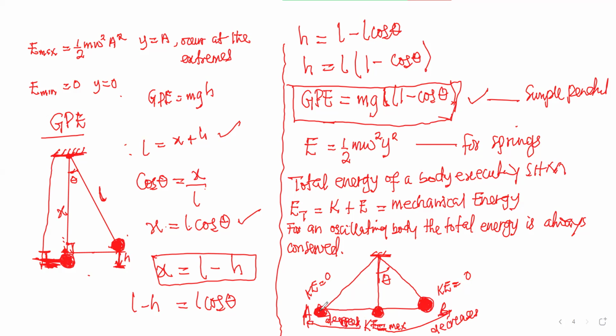Okay. Now, PE on the other hand is maximum at the extreme, and 0 at the mean point. PE is 0 at the mean point. Let me draw it again to help you see well. So we have an oscillating body.